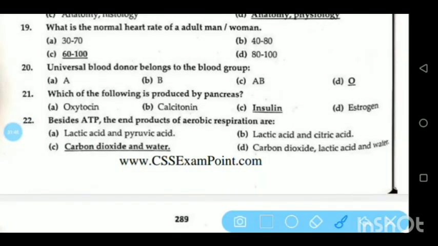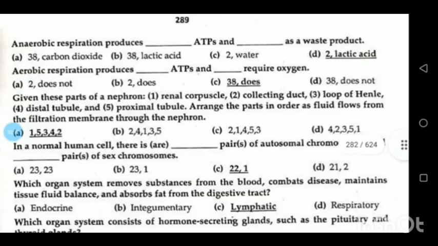What is the normal heart rate of adult man or woman? 60 to 100. Universal blood donor belong to the blood group O. Which of the following is produced by pancreas? Insulin. Besides ATP, the end products of aerobic respiration are carbon dioxide and water.